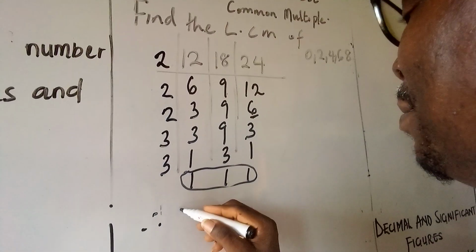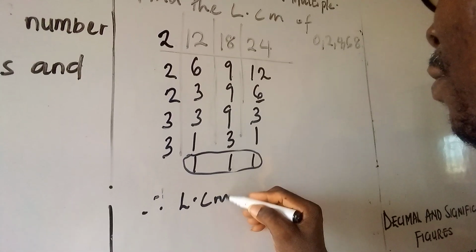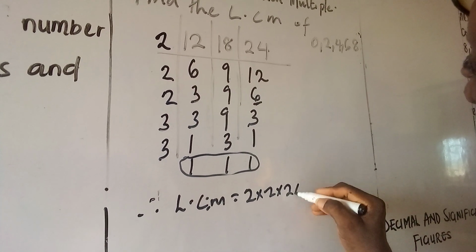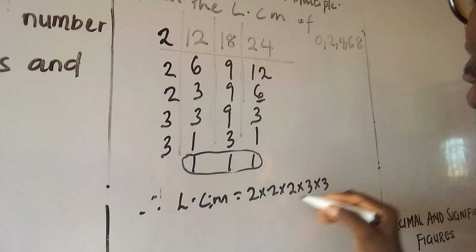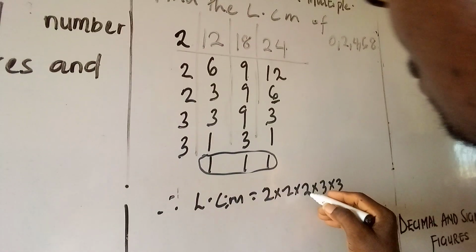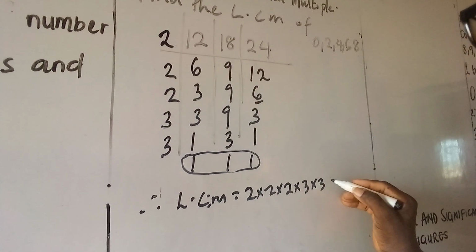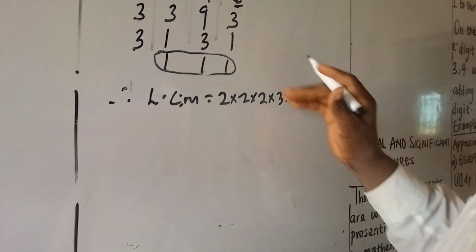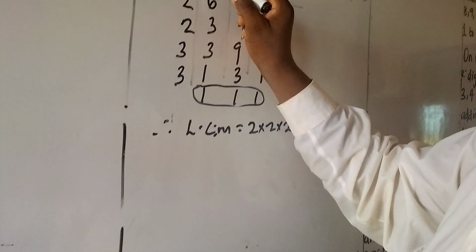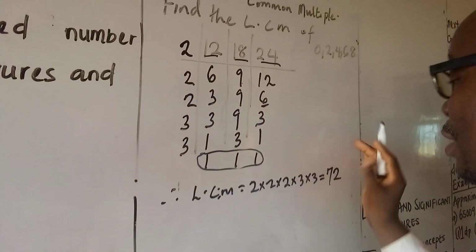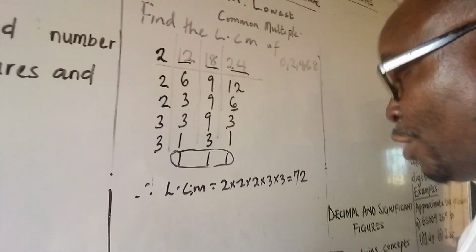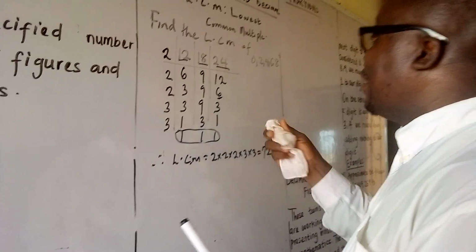Therefore, the LCM for this expression will be 2 times 2 times 2 times 3 times 3. So 2 times 2 is 4, 4 times 2 is 8, and 8 times 9 will be what? 72. Therefore, for the expression where the denominators are 12, 18, and 24, the LCM will be 72. So that's how we solve for LCM.